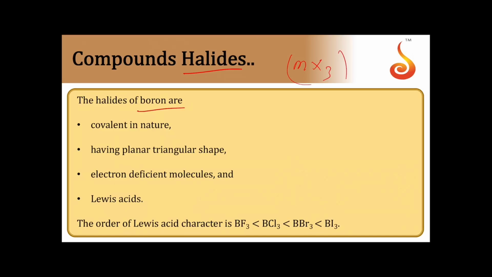Boron halides are covalent in nature and have a trigonal planar structure. They are electron deficient, therefore they are Lewis acids. They are electron deficient because they have only 3 bonds. They require 2 more electrons to get a stable octet configuration. So they act as Lewis acids. The order of Lewis acidic character is BF3 < BCl3 < BBr3 < BI3. This implies that BF3 is the least acidic in nature.